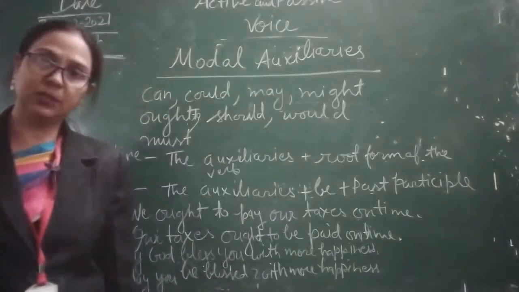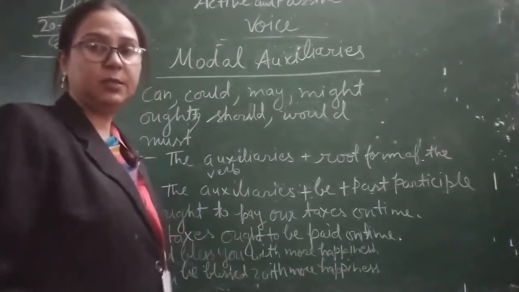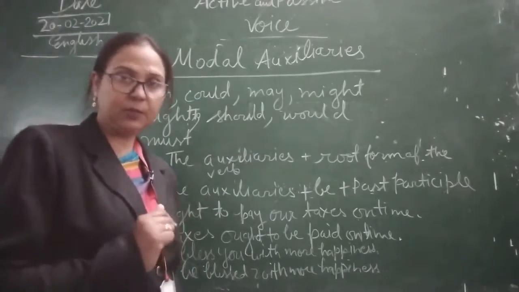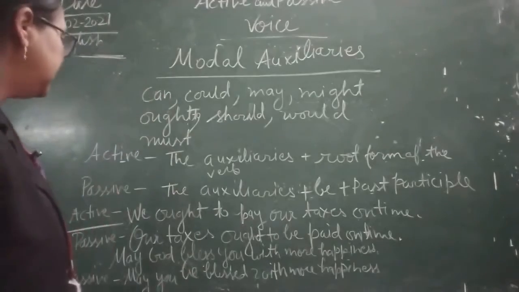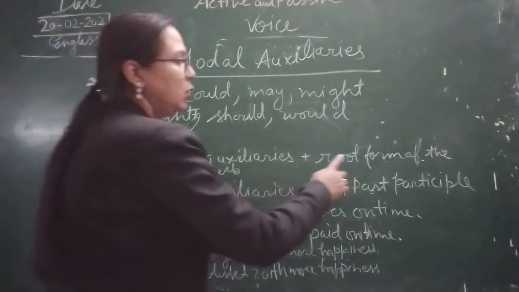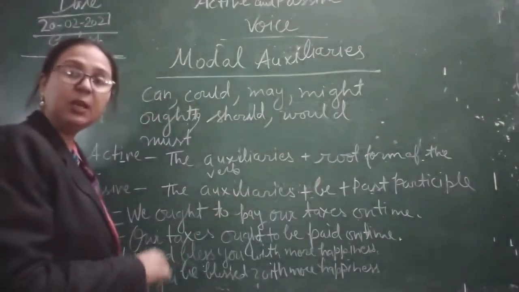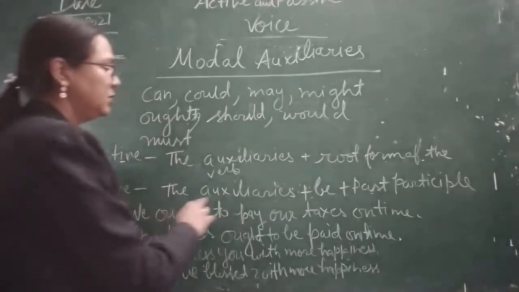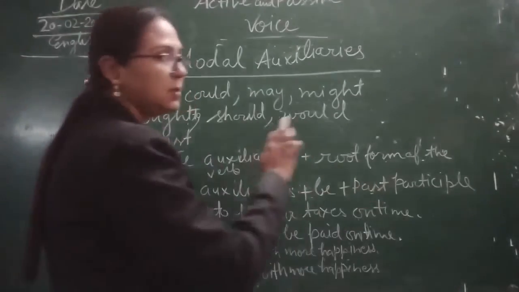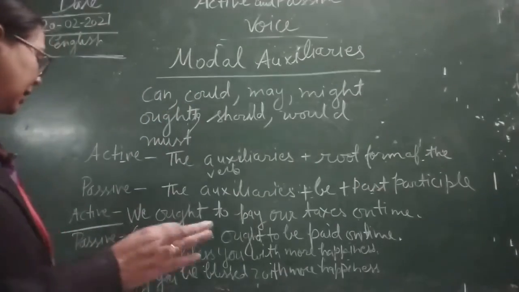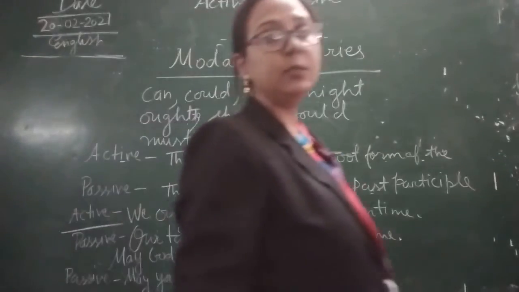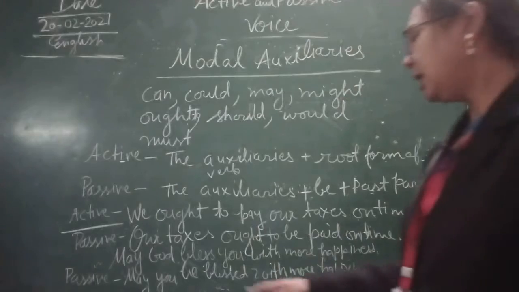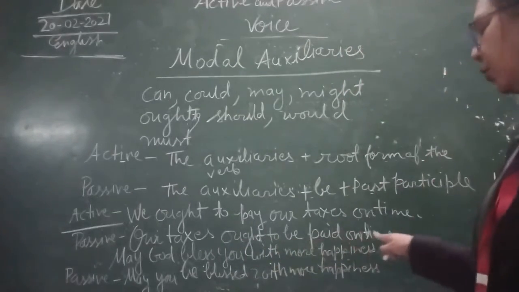Children, we have discussed how to write modal auxiliaries from active to passive voice. Here you can see in active voice we write the auxiliary plus the root form of the verb. But in passive voice, we write the auxiliary plus be plus the past participle. I have given a few examples also: we ought to pay our taxes on time. Our taxes ought to be paid on time.